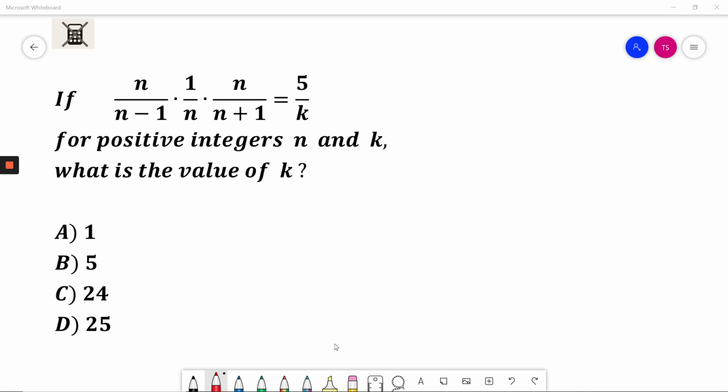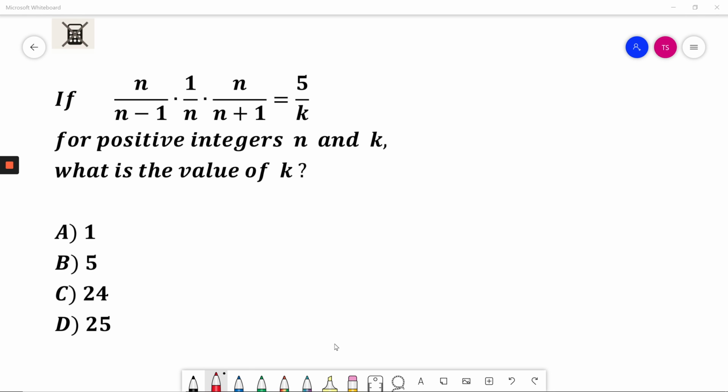If n divided by n minus 1 times 1 divided by n times n divided by n plus 1 is equal to 5 divided by k for positive integers n and k, what is the value of k? At this moment, I encourage you to pause the video and solve it by yourself.